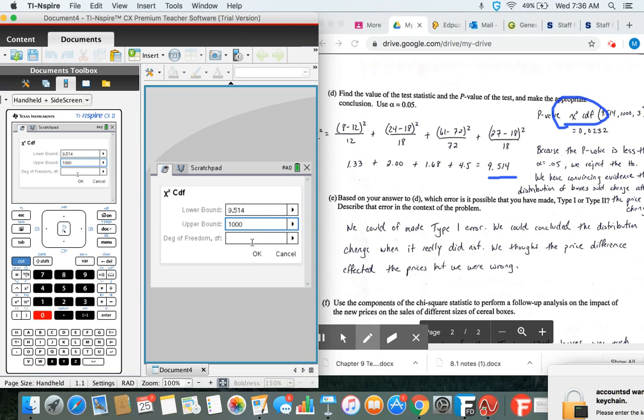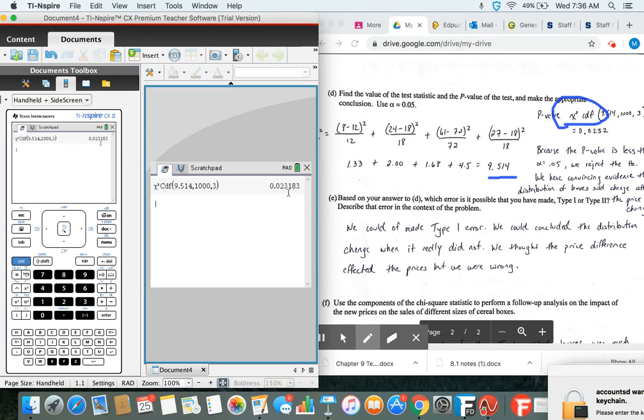Remember, these curves are different than our normal curves. These are not bell-shaped. They are right-skewed. They peak and then they tail off. Again, degrees of freedom is 3. And there's our p-value.